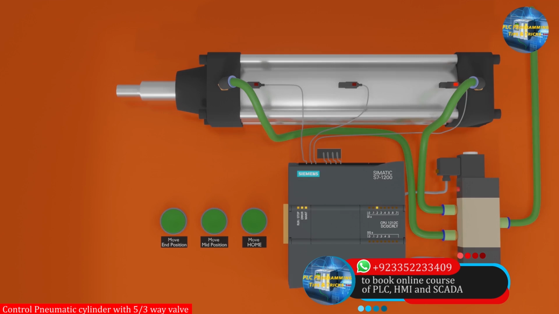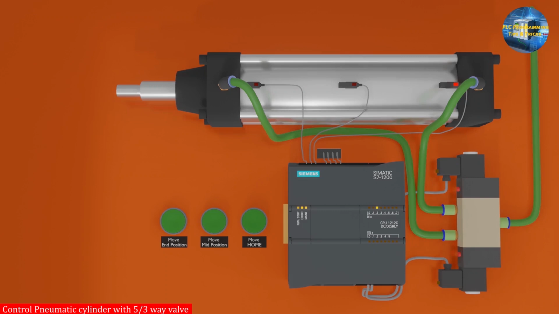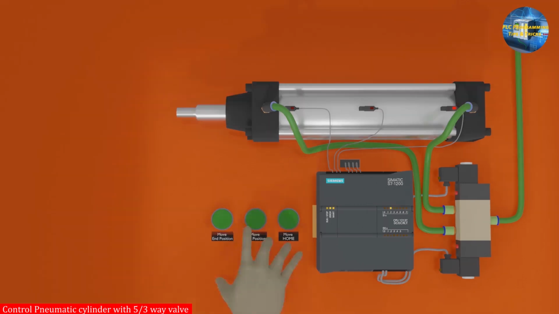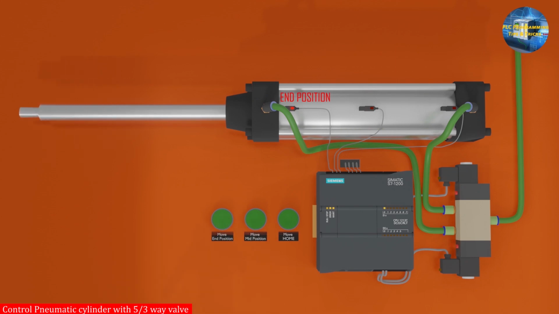Welcome to another training session of the TIA Portal. In today's session, we will learn how we can program a PLC in ladder logic to control a pneumatic cylinder using the 5x3-way solenoid valve. We will see how we can make the logic to stop the cylinder at 3 different positions: fully retracted or home position, mid position, and fully extended or end position.